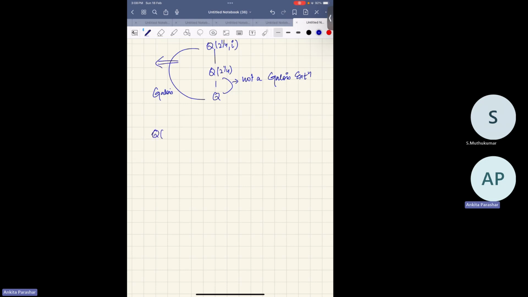So we have Q(2^(1/4), i) over Q. And here we can see what the Galois group is. This is a Galois extension, so it corresponds to some Galois group. Notice the Galois group, I think we discussed last time. If you remember, the Galois group of this over this. Do you remember?